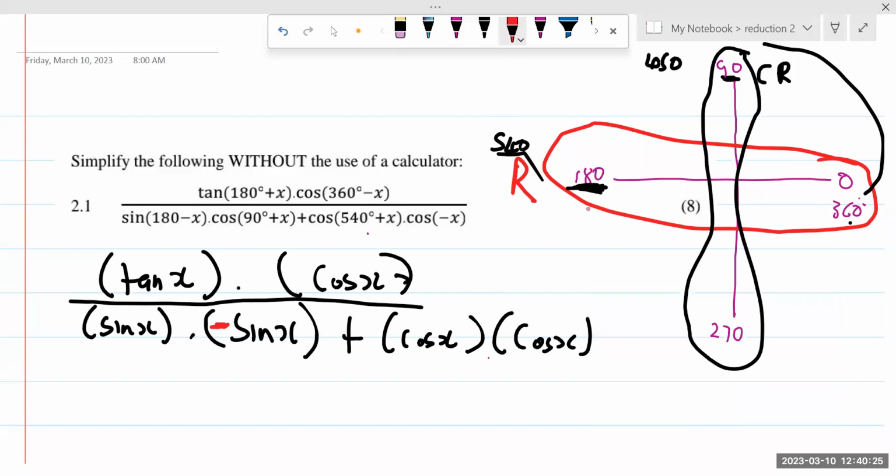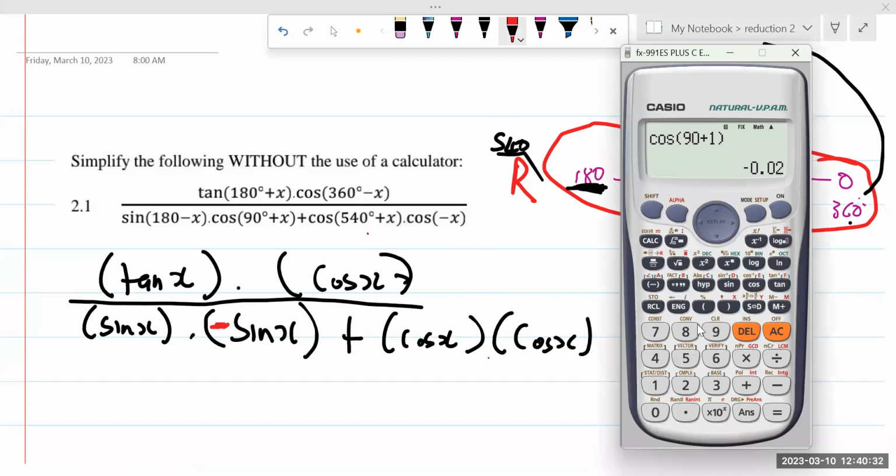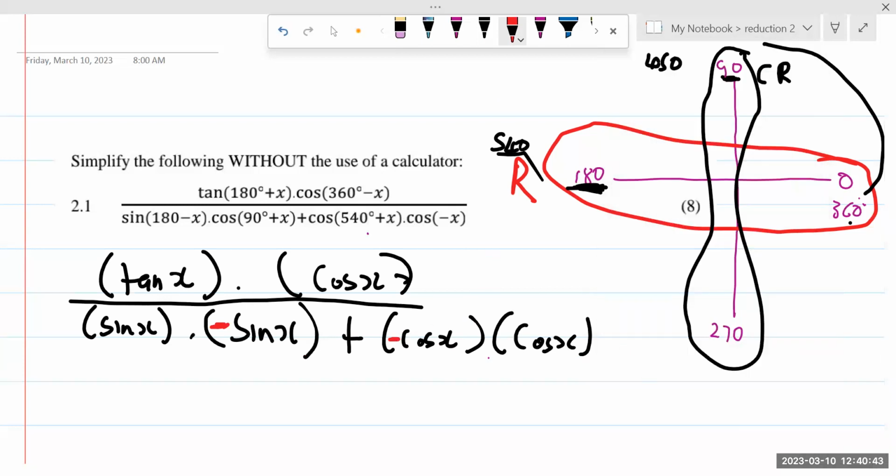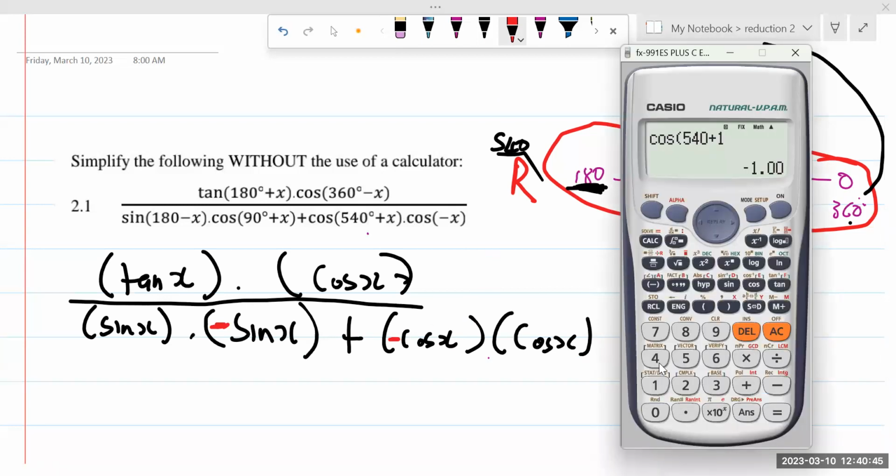And then after that, we can write it as cos of 540 degrees plus 1. What do you get, positive or negative? Negative. So we'll put a negative here. And then from there onwards, we say we have the cos of minus 1. If you have the cos of minus 1, what do you have? Positive. So we are done from here.